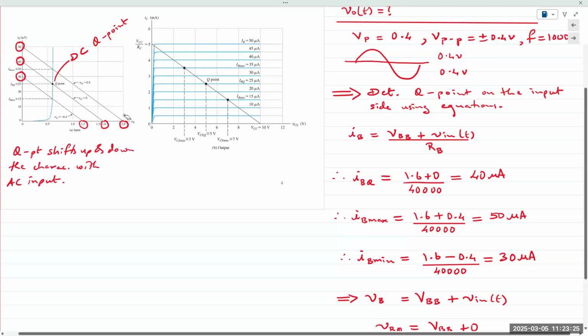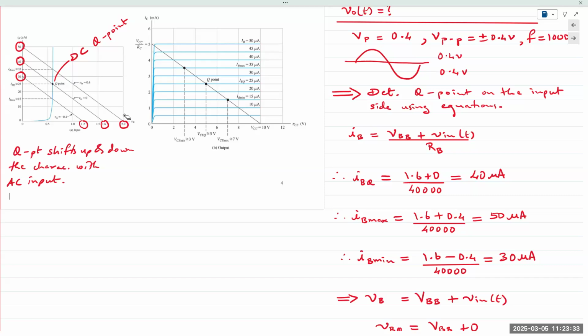Does this make sense? You have DC biasing voltages, you obtain a Q point because of the DC voltage. Then you apply an AC input on top of the DC voltage. So your Q point now shifts up and down the characteristic. If it's a sine wave and you're looking at a continuous time signal analysis, then you have an infinite number of points, right? Infinite number of load lines. But we only want the max and the minimum. So we only plot the max and the minimum load lines.